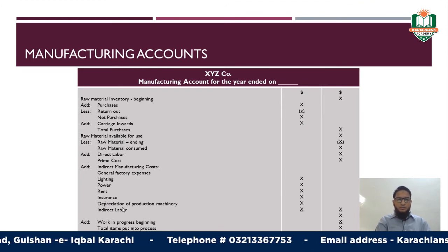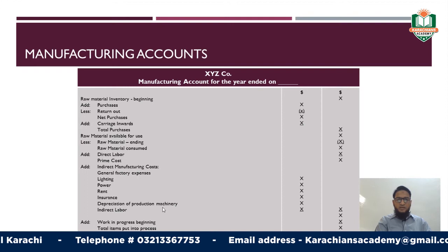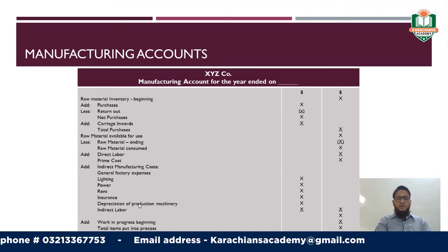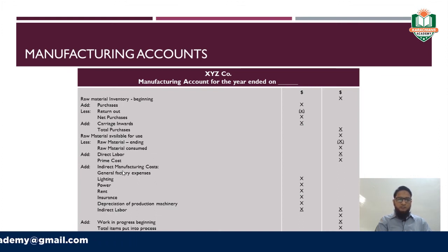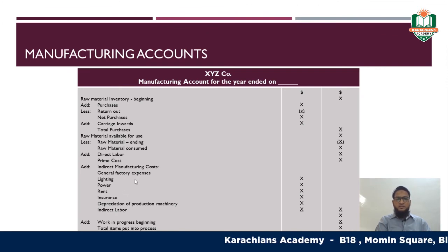Okay, depreciation of the production machinery, depreciation of the factory building as well, its equipment will also be considered as the indirect manufacturing cost, right? Indirect labor as well, like the cleaner's salary, okay, the supervisor's salary, or the wage of the supervisors or the production head's salary will also be considered as the indirect manufacturing cost.